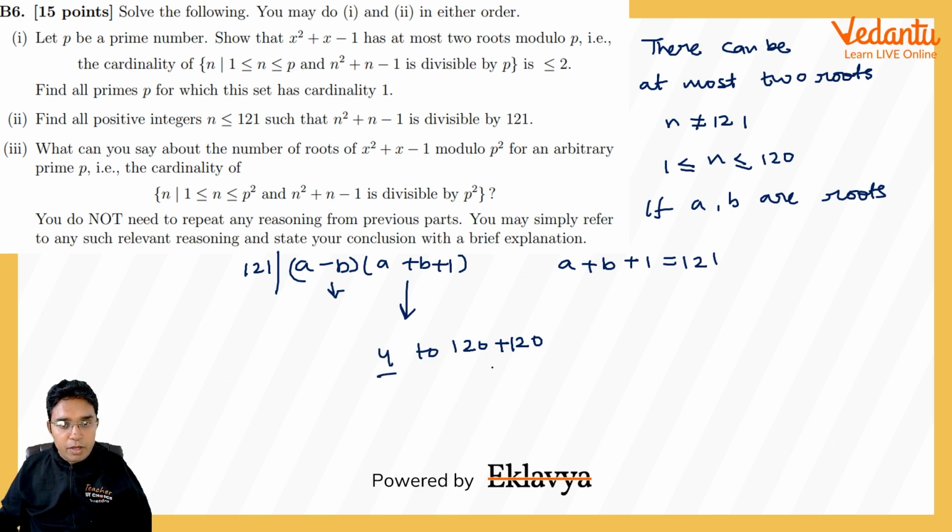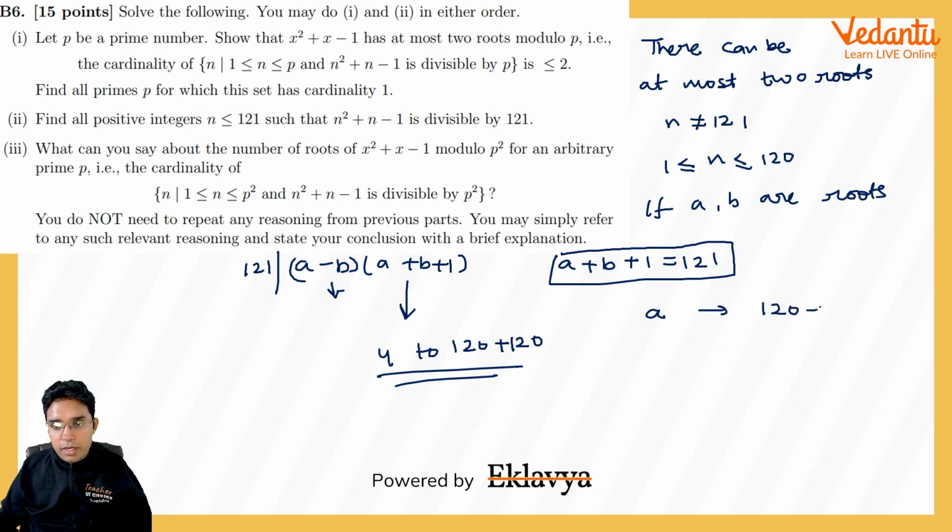So this is my value of a plus b plus 1. So a plus b plus 1 has to be 121 if a and b are roots. So there can be at most 2 roots only. So if one root is a, then the other root would be 120 minus b. Now how can we find one of the roots?